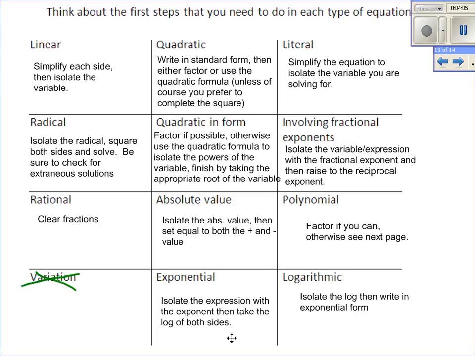Exponential equations, isolate the expression with the exponent, take the log of both sides, that's what undoes the exponents. And logarithmic functions, get that out of the way there. Isolate the log, then write in exponential form.